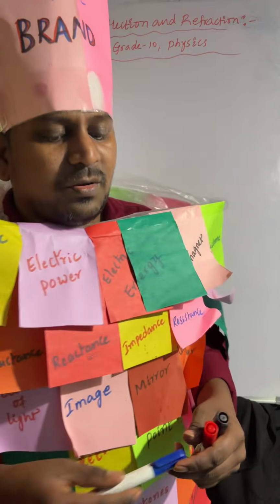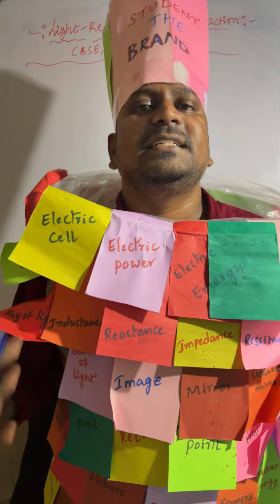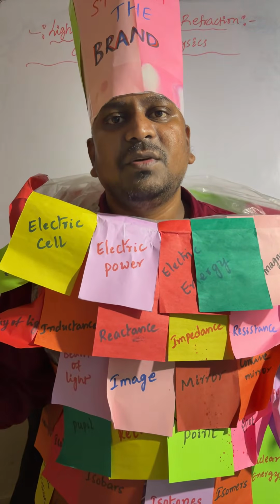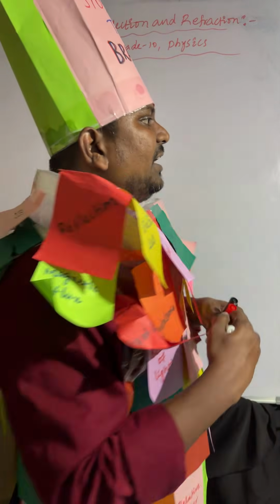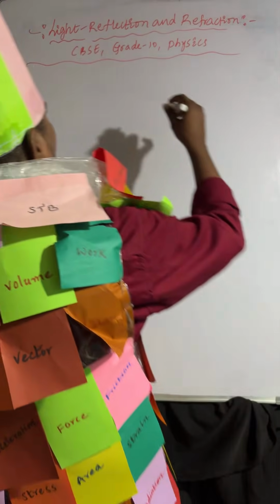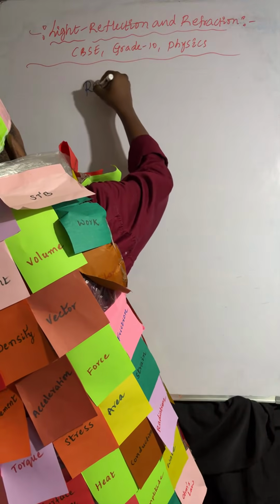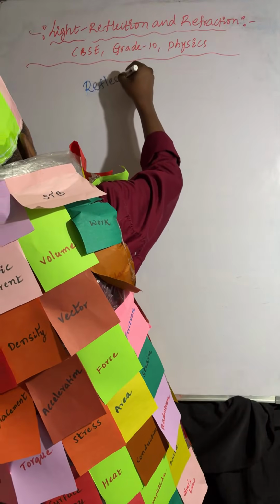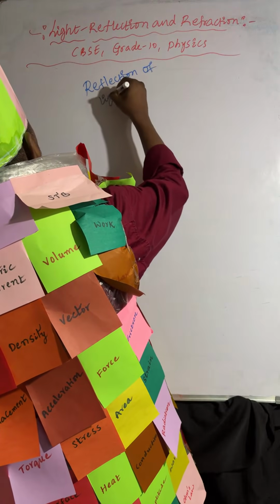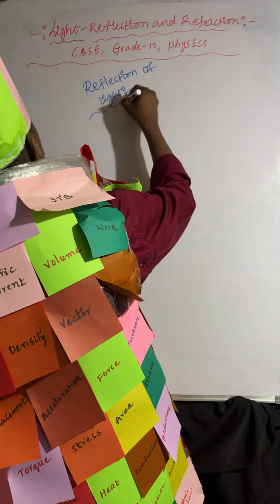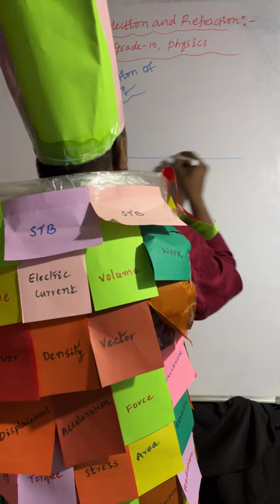Light is a form of energy which gives the sensation of sight. Light incident on a surface. Now we will discuss reflection of light.